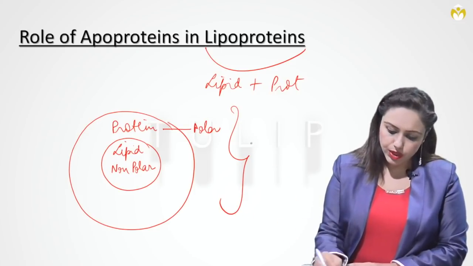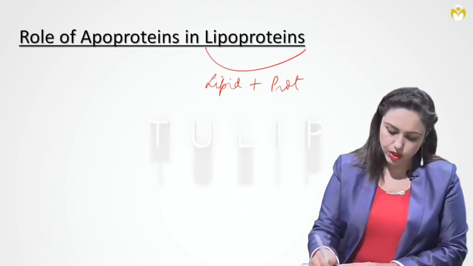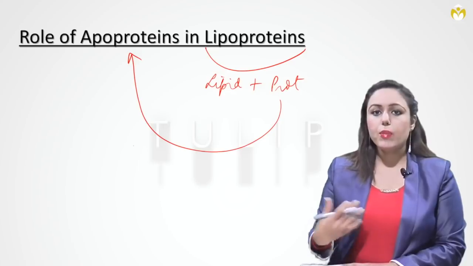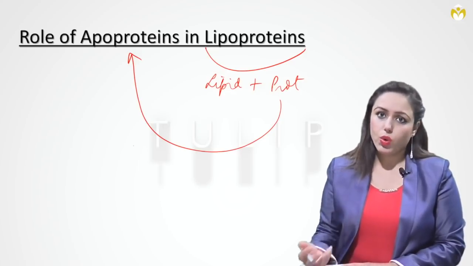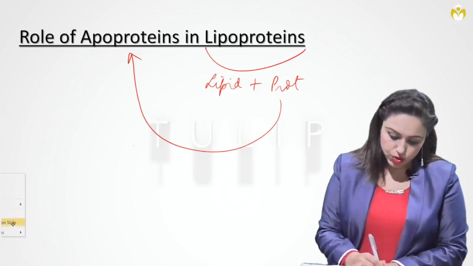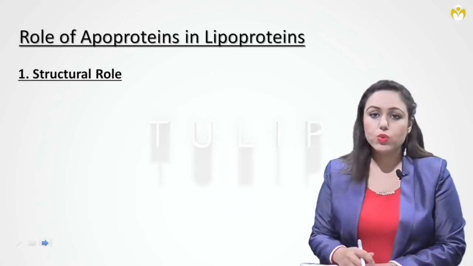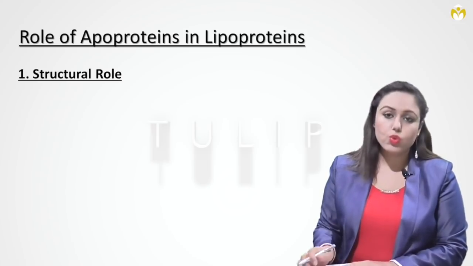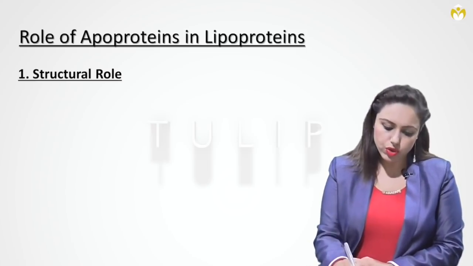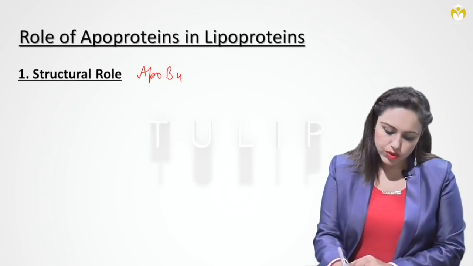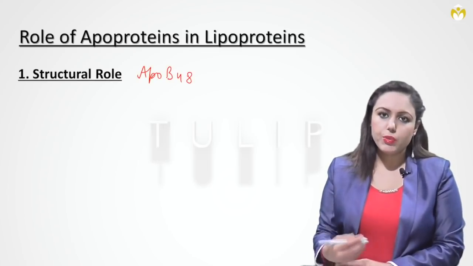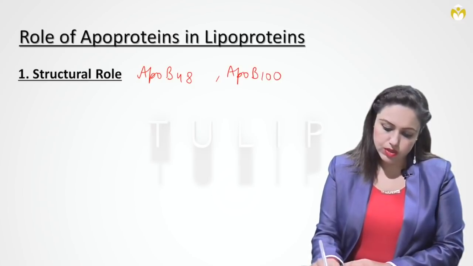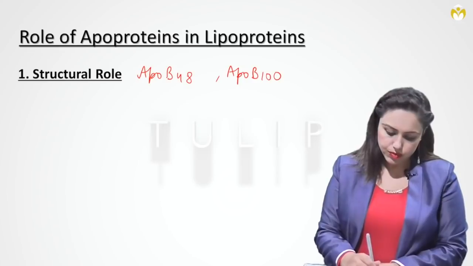Now we have proteins in this lipoprotein. Proteins are known as apoproteins. For example, ApoB48, ApoC, ApoA, ApoE, all these are proteins. They have various roles. So let's get started with the roles. First is structural role. As we need something in the periphery, that is known as the structural role, and that structural role is played by ApoB. ApoB48 is in chylomicrons. ApoB100 is in VLDL and LDL.